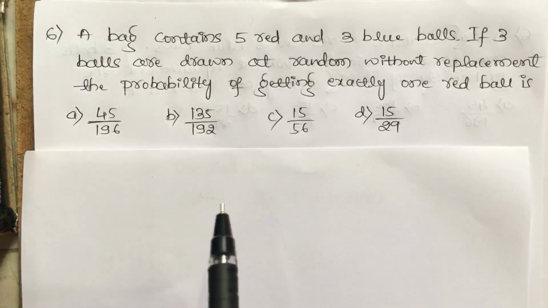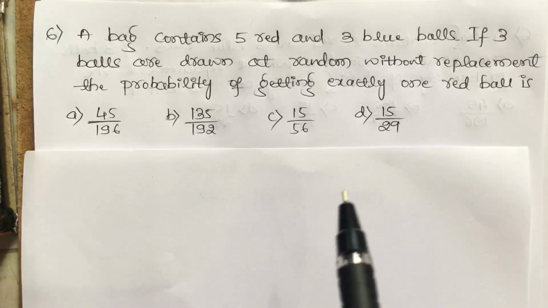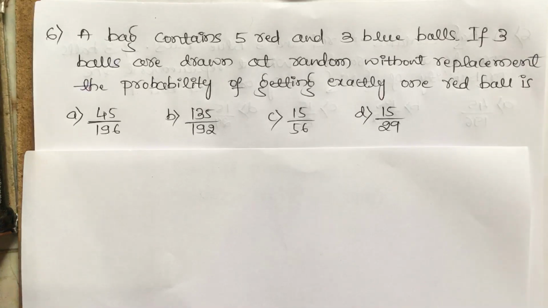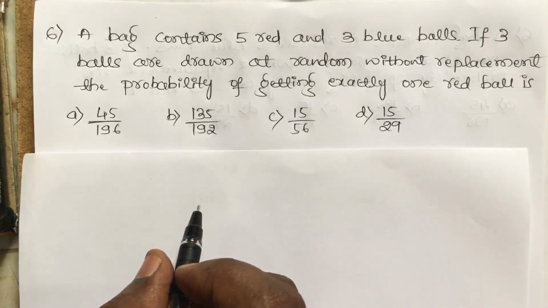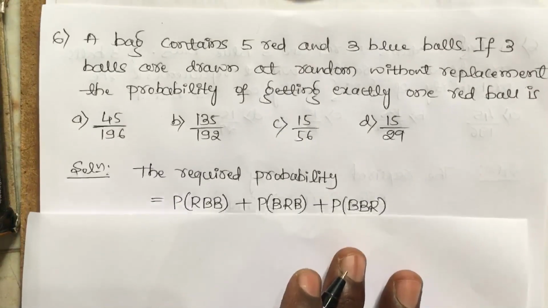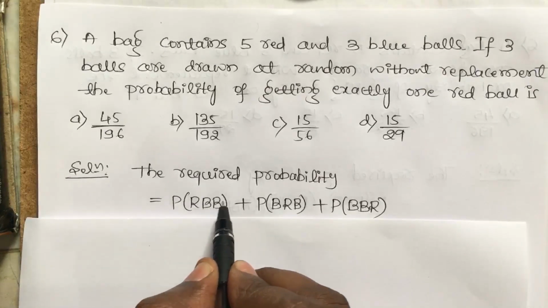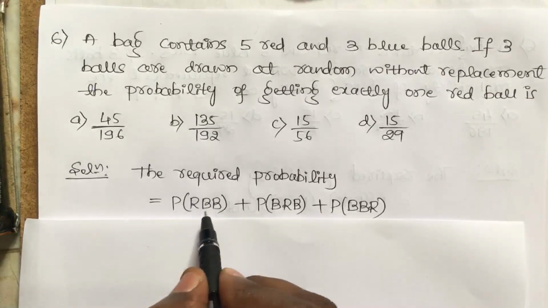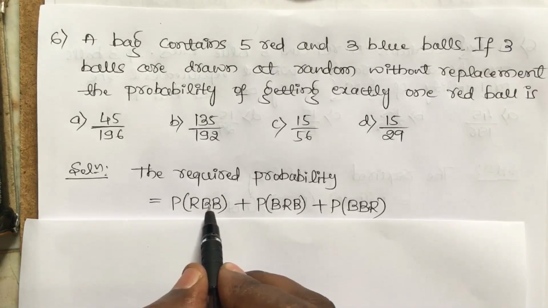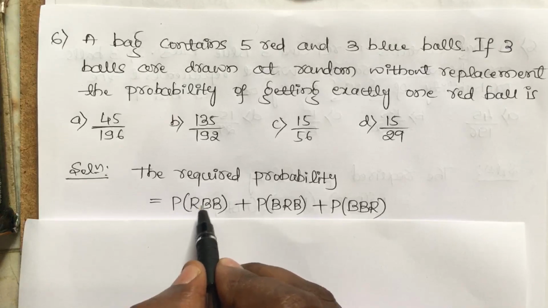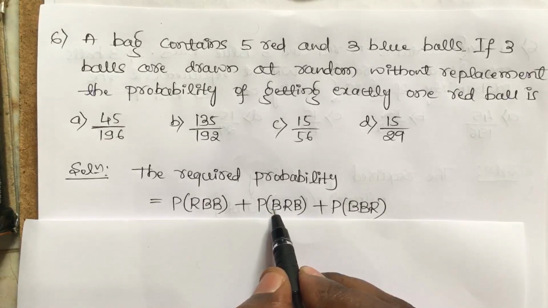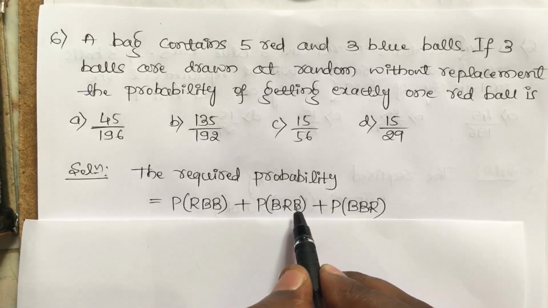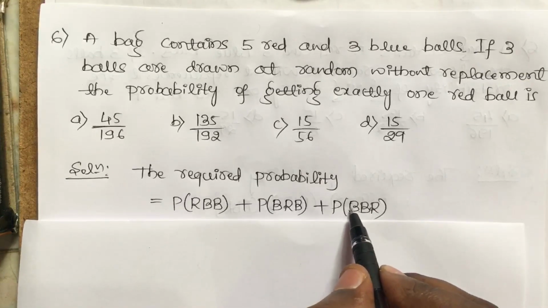So here overall there are 8 balls in the bag, 5 red and 3 blue, and if 3 balls are drawn at random without replacement, we have to get the probability of getting exactly 1 red ball. So here the required probability will be P of RBB. That means in the first case it can be red and in the next two cases it can be blue balls. So we should have only one red ball, that is why I have taken RBB. Plus another possibility can be BRB, blue, red, blue, and then the last possibility can be BBR.